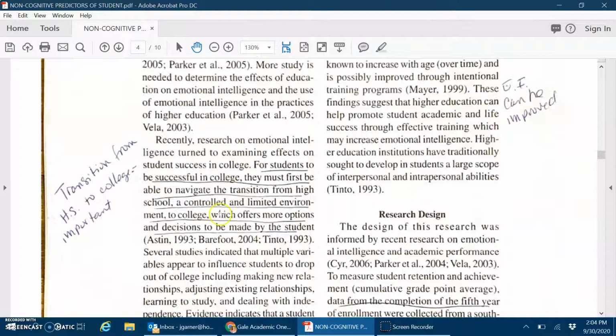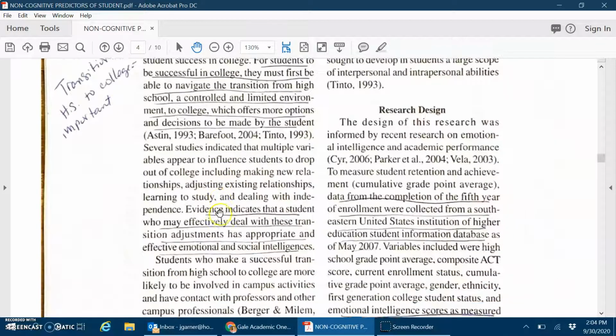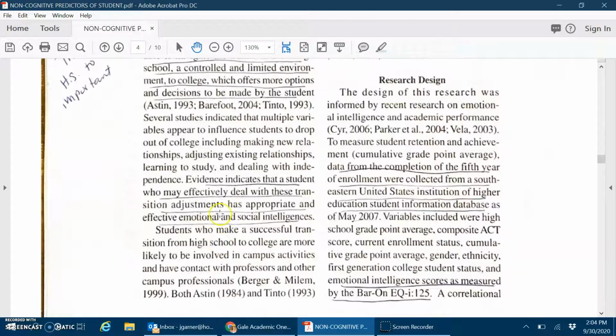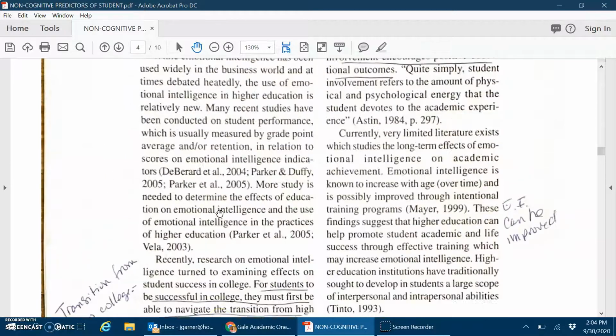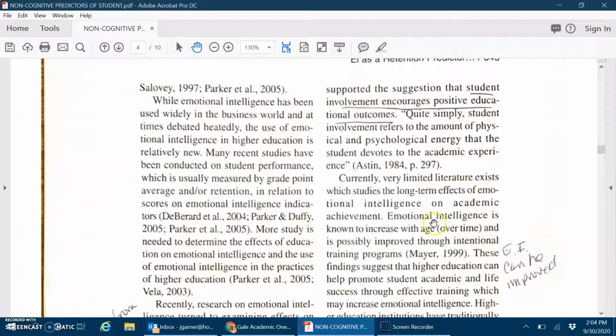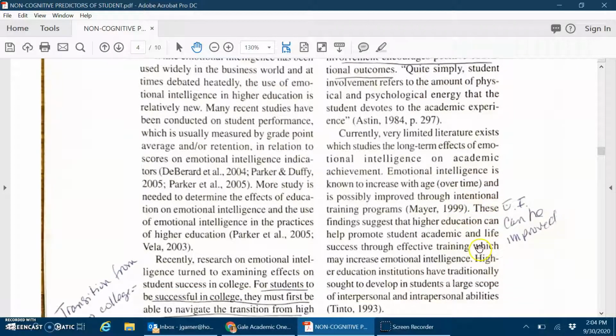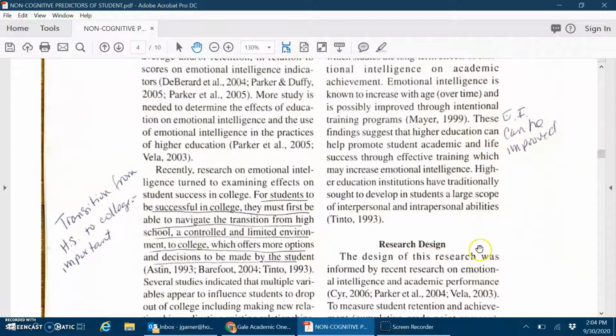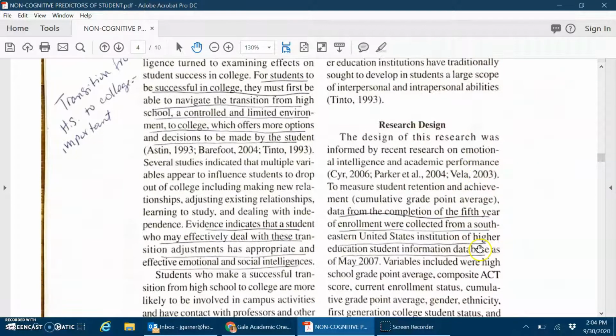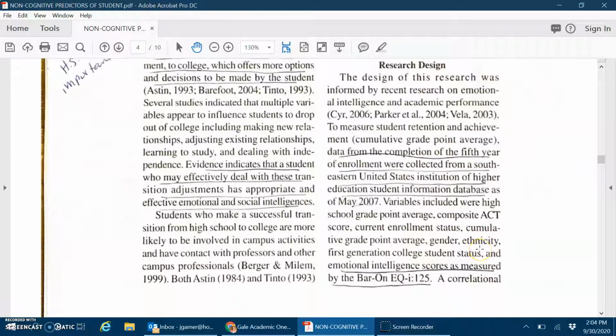They say the transition from high school to college is important, so maybe colleges need to be paying better attention to that. And then they talk about finally how emotional intelligence can be improved. So they're giving you some background on emotional intelligence. Next comes the research design, what exactly they did for their study.